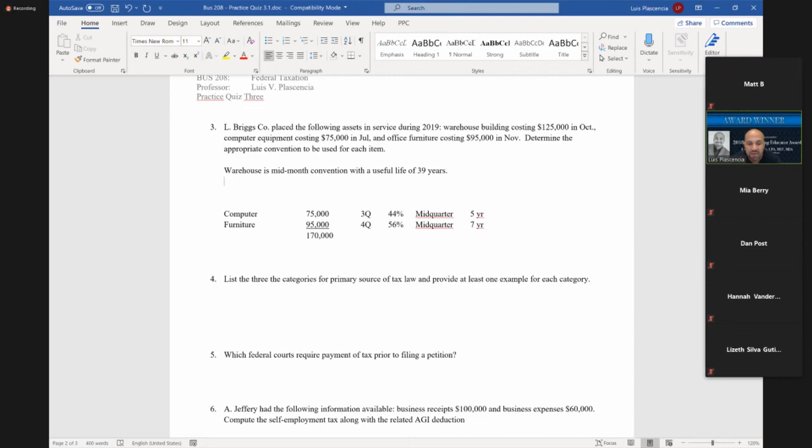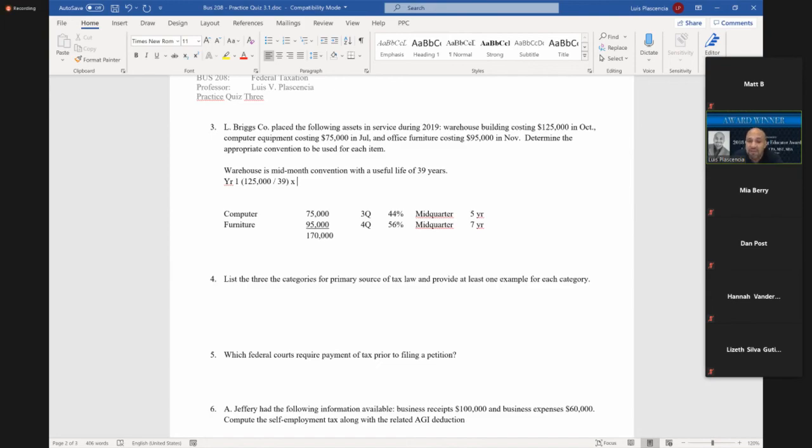Again, help me with the math. It's going to be 125,000, right? Divided by 39 years, right? I'm just going to show you how it would look for year one, and then year two as well. So year one, this is going to be the depreciation. 125,000 divided by 39. But we're not going to take a full year of depreciation.